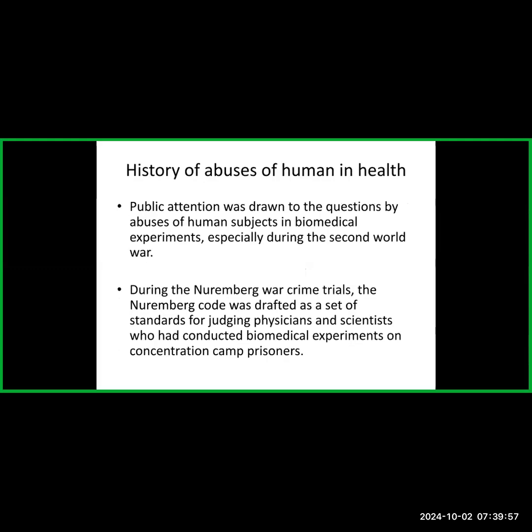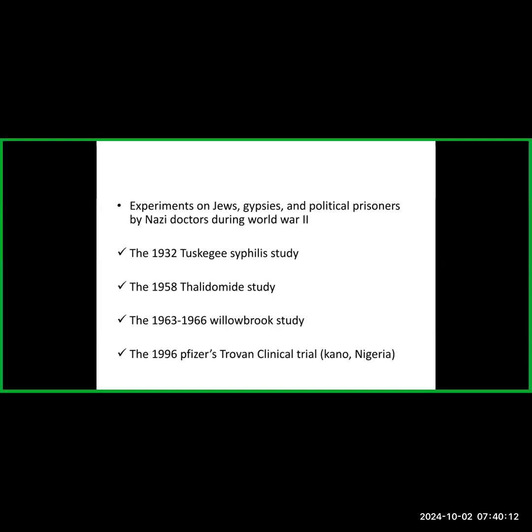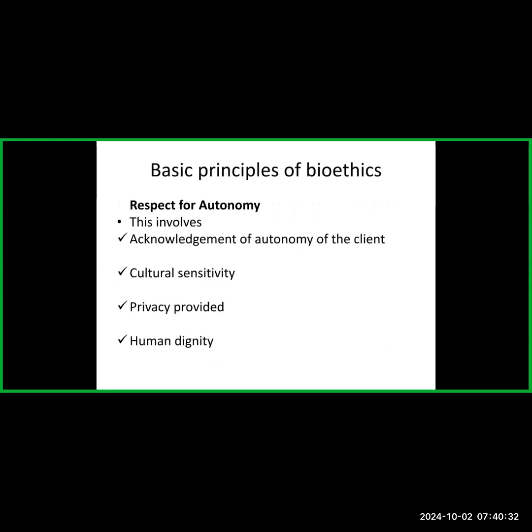So there are historical abuses that have happened when it concerns humans and health. Some happened during the Second World War. There's also the Nuremberg War crimes, where the Nuremberg Code was drafted. There are also the experiments on Jews by the Nazi doctors. Some of the examples are the 1932 Tuskegee syphilis study, the thalidomide study, and the 1996 Pfizer Trovan clinical trial that took place in Kano State.